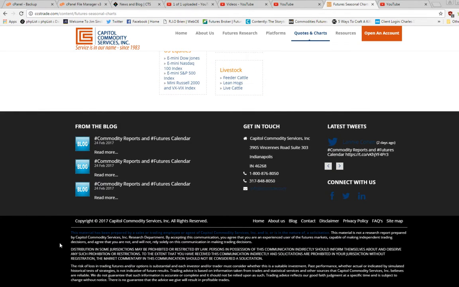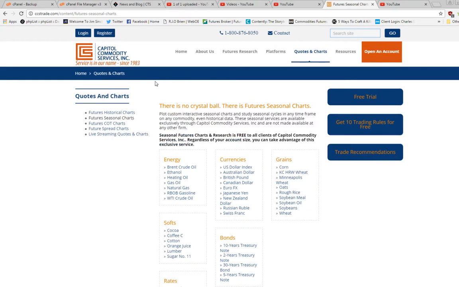Before I get started, please pay attention to the disclaimer. If you intend to trade futures, there are risks involved, and only risk capital should be utilized. So please read the disclaimer at the bottom and heed it. Thank you. Okay, so let's start off.